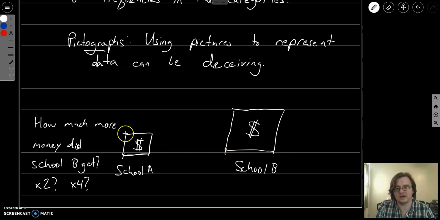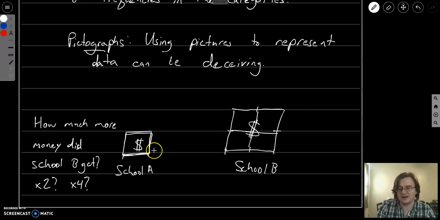Or are we looking at area? When we look at this square, if the side lengths are exactly half of this square, that would mean I could fit 4 of the smaller square into the bigger one. So did school A get 1/4 of the money that school B did, or did school A get 1/2 of the money that school B did? This gets even worse when you represent not only two-dimensional pictures but three-dimensional pictures. So instead of a square, we've got something like a cube.